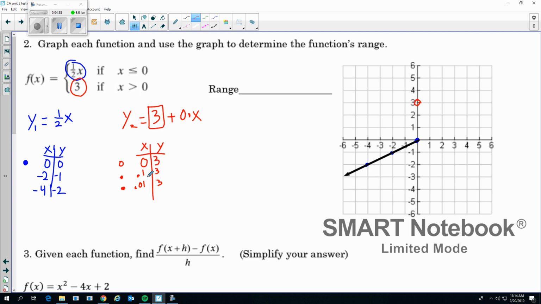So we'll pick another value that's a little bit bigger, something greater than 0. So I don't know, let's go 3. So when I plug in 3, I get 3 again. And we'll go ahead and draw our line right here.